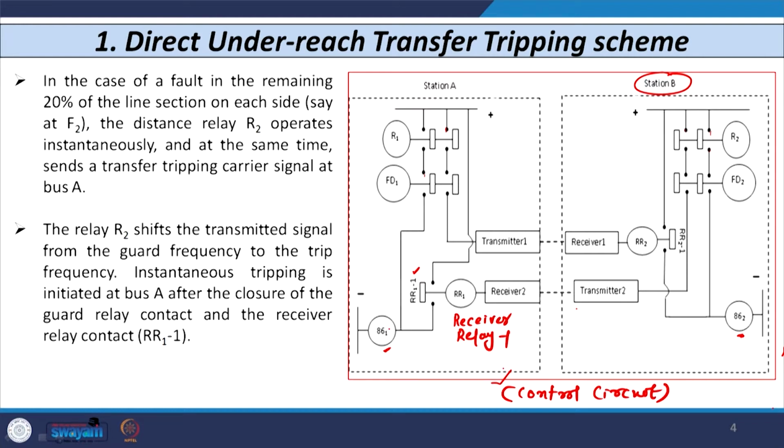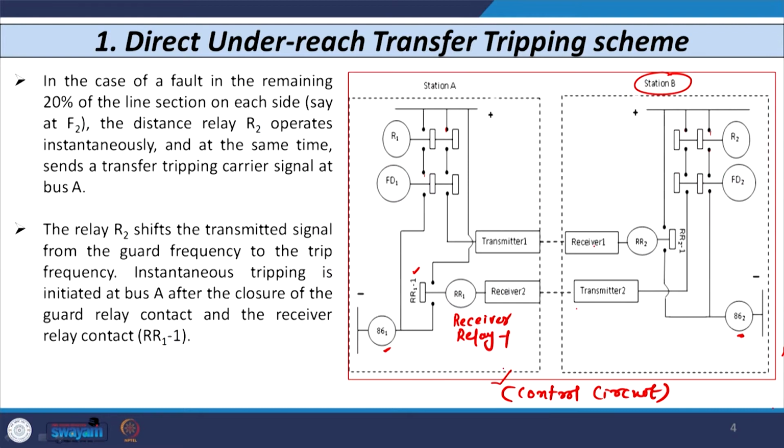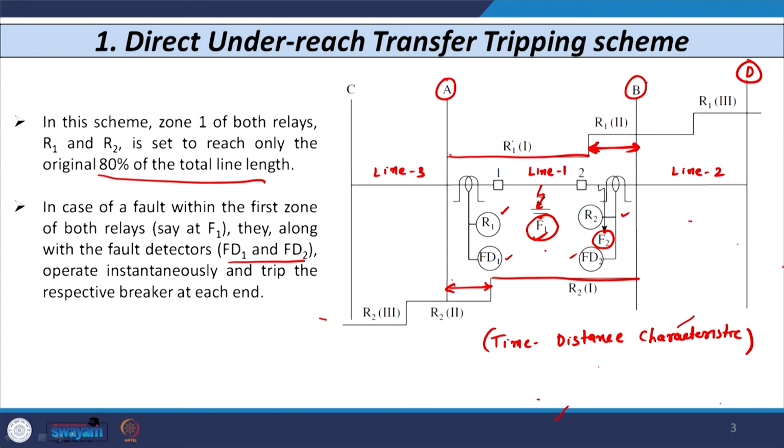So, you can see that if a fault occurs in the remaining 20%, that is what we have seen at F2, then the relay R2 energizes, meaning R2 senses the fault and gives a signal to the breaker situated at substation B. At the same time it also gives the transfer tripping signal to the other substation, substation A, and the contact of this receiver relay closes, and hence further tripping of the breaker at substation A is given. In this way, if a fault occurs in this remaining 20%, then we can achieve instantaneous operation.